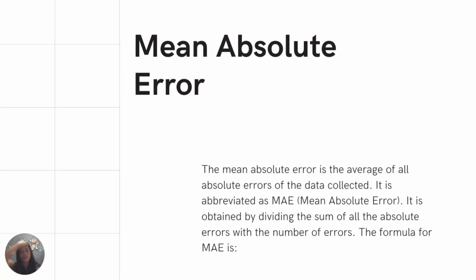And the last one is mean absolute error. The mean absolute error is the average of all absolute errors of the data collected. It is abbreviated as MAE, meaning mean absolute error. It is obtained by dividing the sum of all absolute errors by the number of errors. The formula for MAE is.